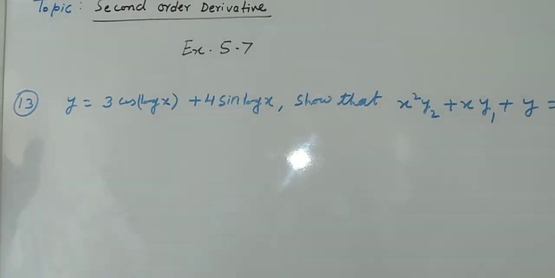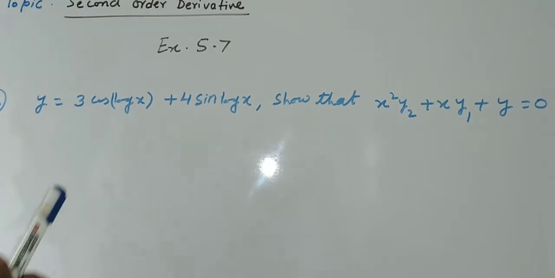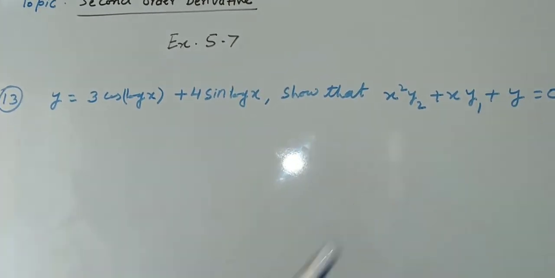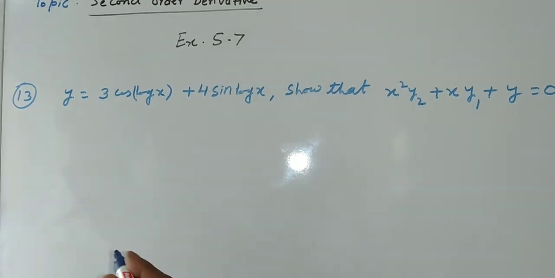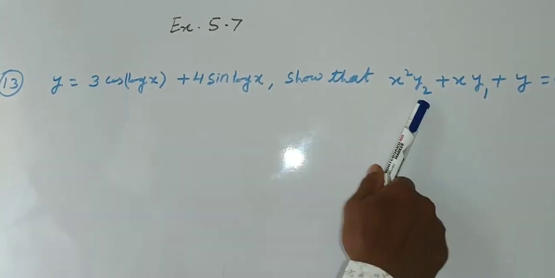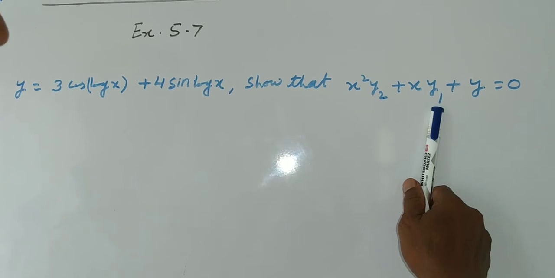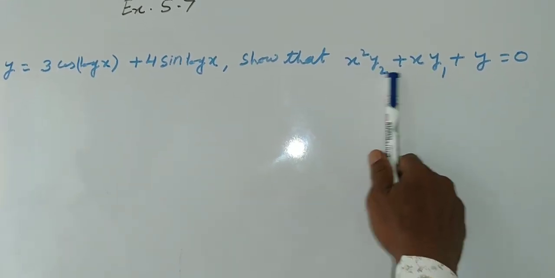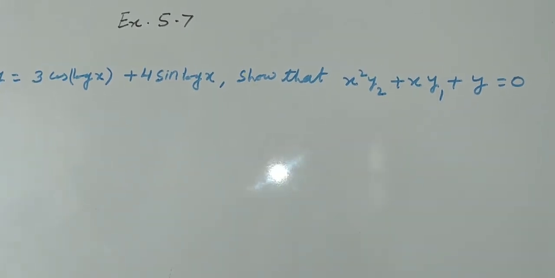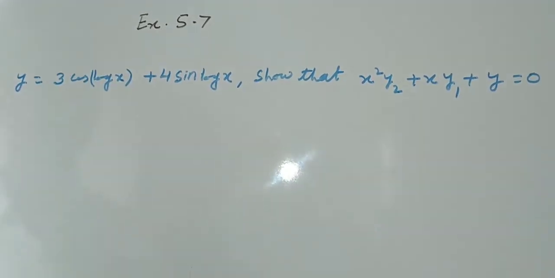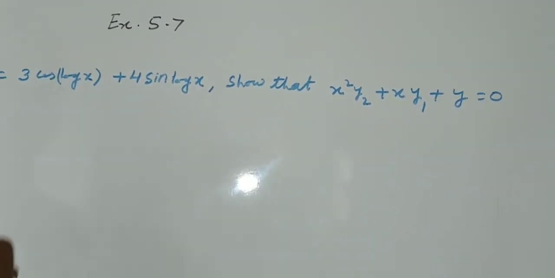Now question number 13. Again a function is given, and we have to prove this. This type of question is very important. So how do we solve these questions? If you observe what we have to prove, the second derivative and first derivative are both involved in the expression. So we have to differentiate the given function two times.